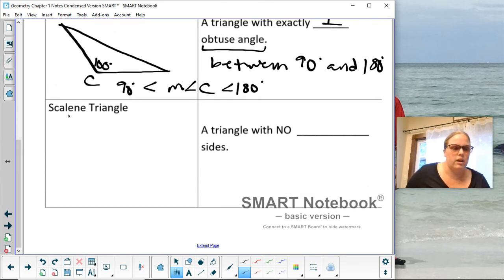Okay, here are some triangles that might be new names for you. Scalene, scalene triangle. This is a triangle with no equal or congruent sides. So all the sides are different lengths.